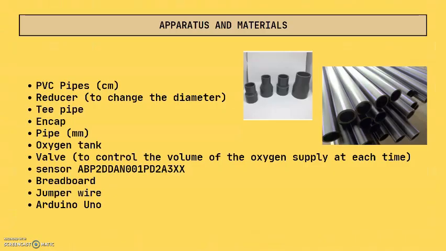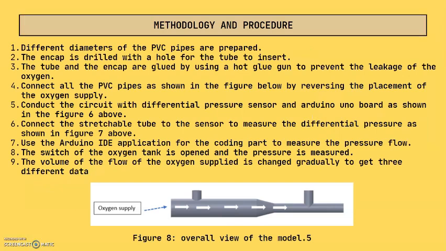Okay, moving on to the apparatus and material. So, for the apparatus and material, we have PVC pipes, reducer to change the diameter, T-pipe, end cap pipe, oxygen tank, and valve in order to control the volume of the oxygen supply at each time, sensor, breadboard, jumper wire, and Arduino Uno.